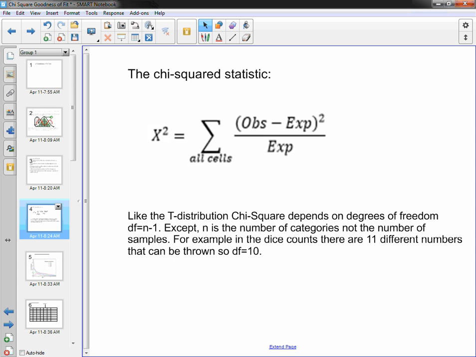So if we were throwing dice, how many different number values could you get? Yeah, there are 11 different possibilities, 2 through 12, right? So there's 11 different possibilities you could get when you're throwing dice. It doesn't matter that I did 200 trials. Okay, so when we're talking about degrees of freedom with a chi-squared statistic, it's not the number of trials, it's the number of categories. So with the dice, there would be 11 categories. So our degrees of freedom would be 11 minus 1, which is 10. Right, we'd have 10 degrees of freedom.